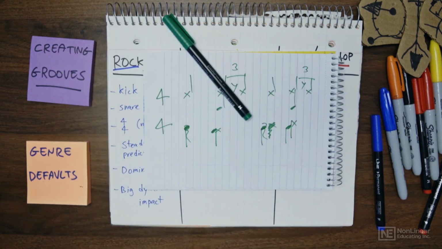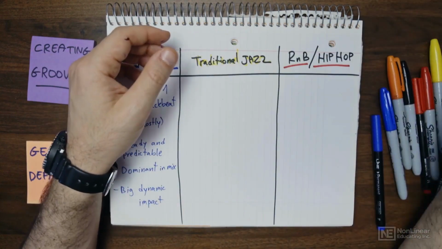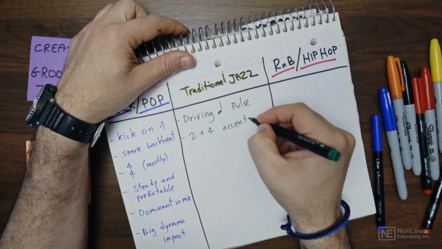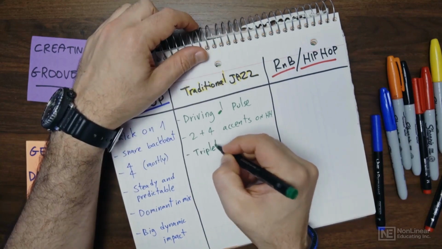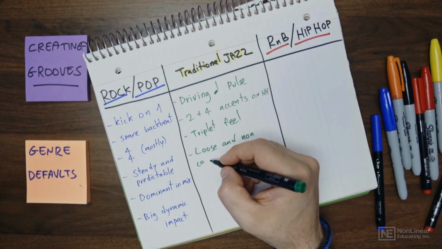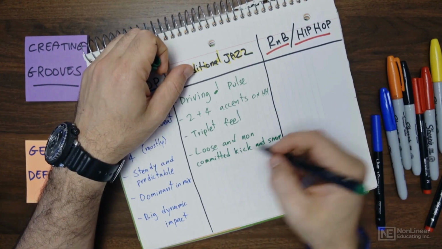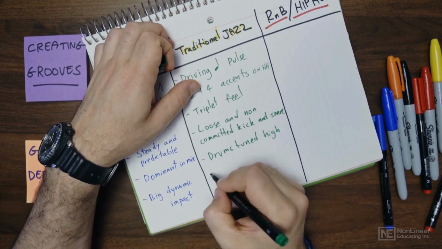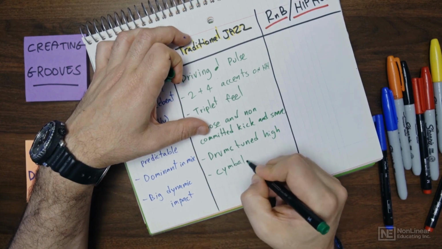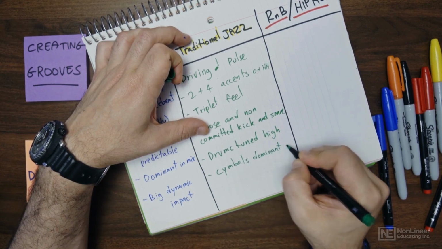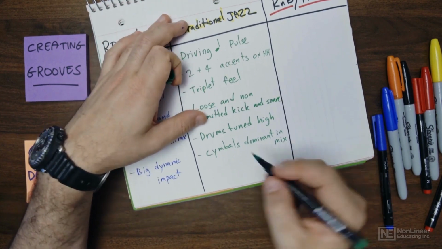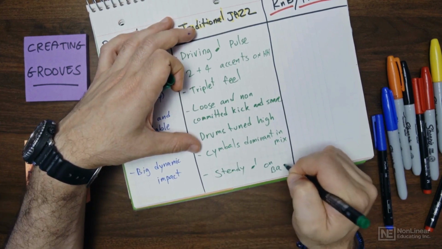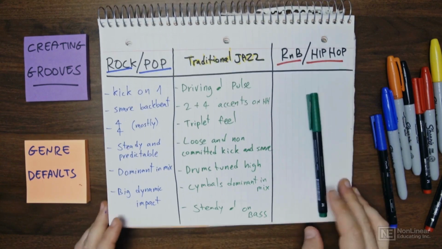The elements I identify as stylistically important here are the driving quarter note pulse on the right cymbal, the 2 and 4 accents on the hi-hat, the triplet feel, and the loose and non-committed kick and snare drum patterns. Usually the drums in this genre would be tuned on the high side. The cymbals, the ride and the hi-hat specifically, would be very dominant in the mix, and the general feel is light and bouncy. The bass, usually an upright bass, would play a steady quarter note pulse that would be the main heavy lifter on the groove side for this genre.